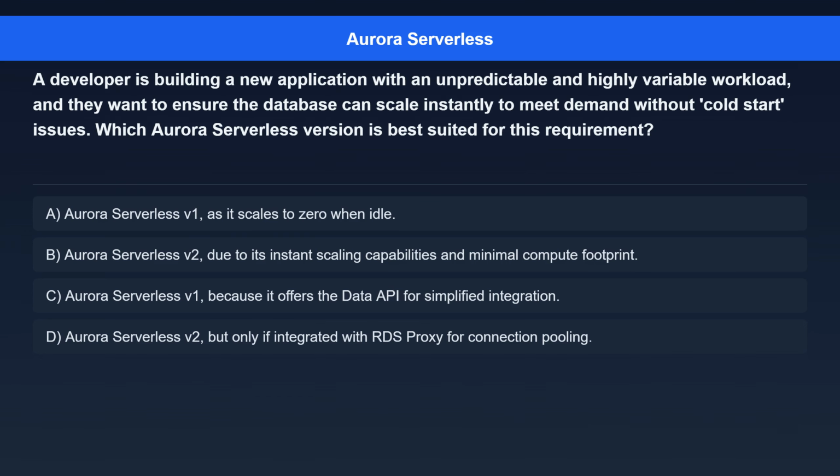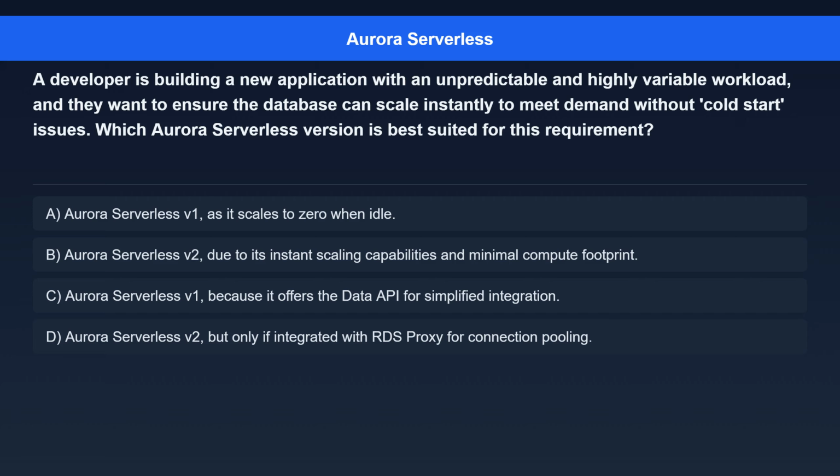Question 1. A developer is building a new application with an unpredictable and highly variable workload, and they want to ensure the database can scale instantly to meet demand without cold start issues. Which Aurora Serverless version is best suited for this requirement?